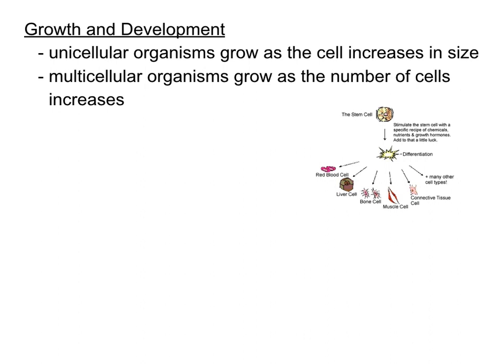So unicellular organisms, that cell itself just gets bigger and bigger. You can kind of think of it like a balloon. So like when you blow air into a balloon, the balloon gets bigger and bigger. Multicellular organisms would be like if you took a whole bunch of balloons and tied them together. So instead of just having one balloon, you'd have a bunch of balloons, and to make that bunch get bigger, you'd just keep adding more and more balloons.